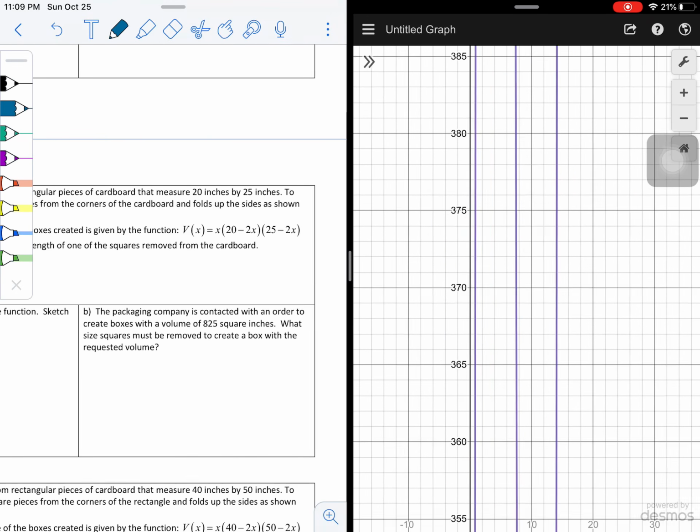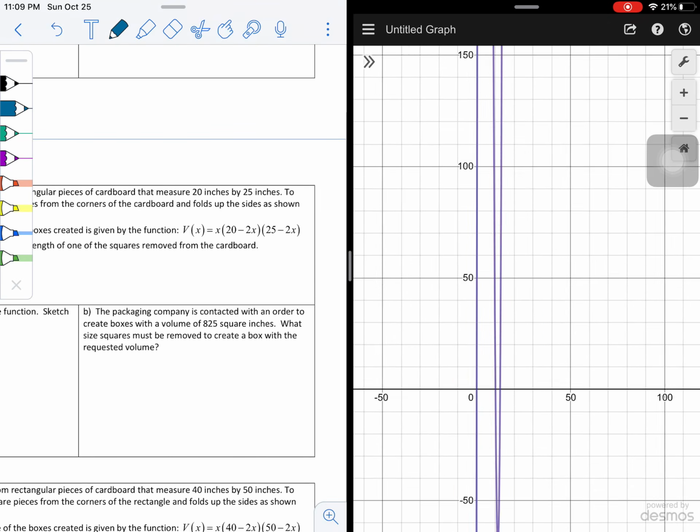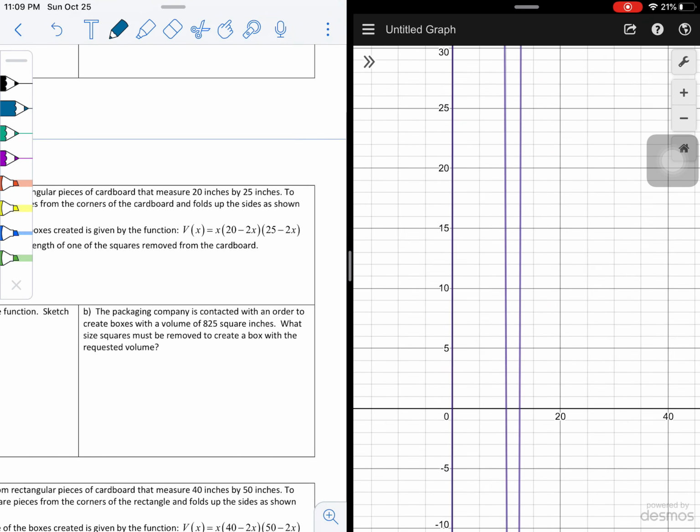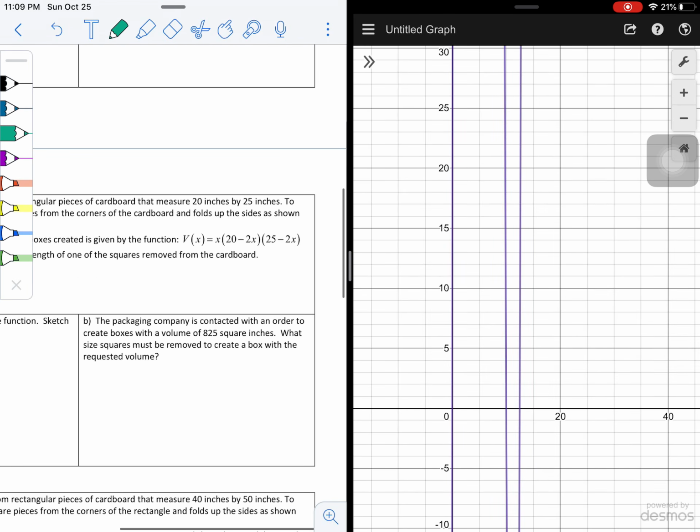Let's go down to the x-axis here and pinch in. There we go. Okay, so we've got the graph.